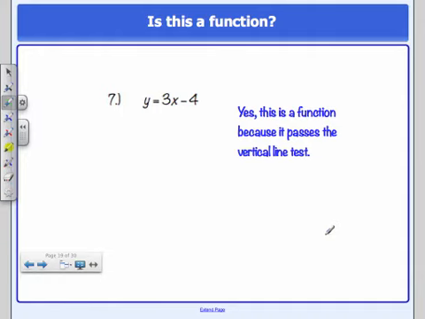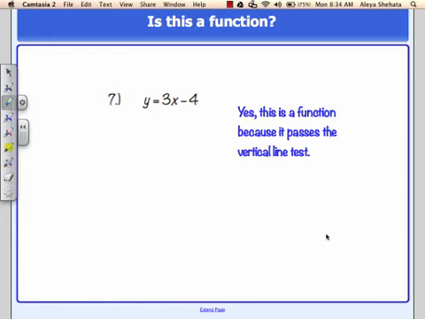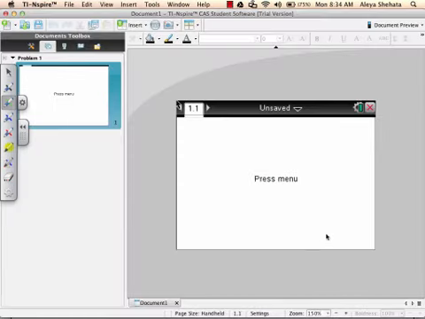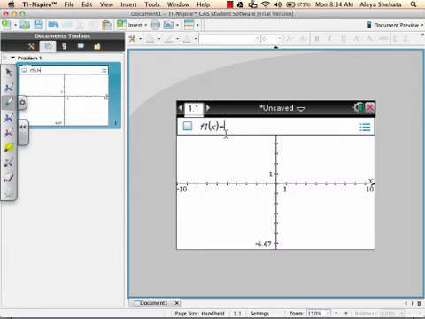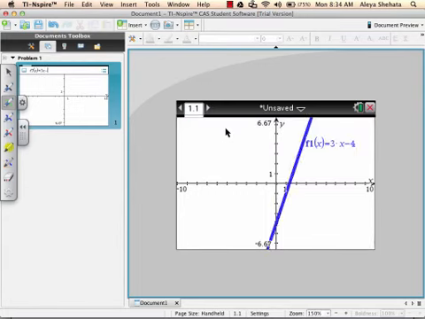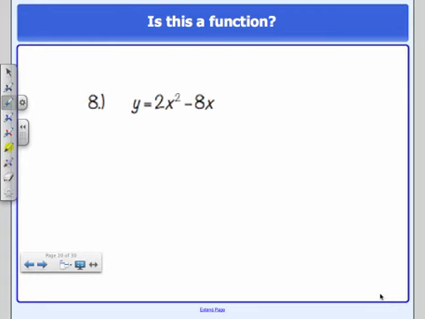Now, if you could turn on your calculator and actually go to a graphs page, if I were to type in my function, remember the function was 3x minus 4, press enter, any vertical line that I draw through my paper will only pass through the function once, which means that this is a function.